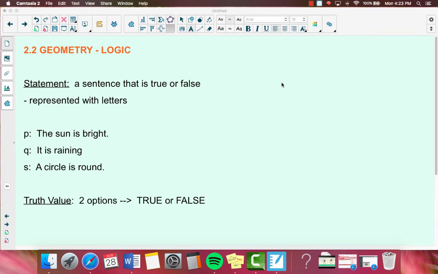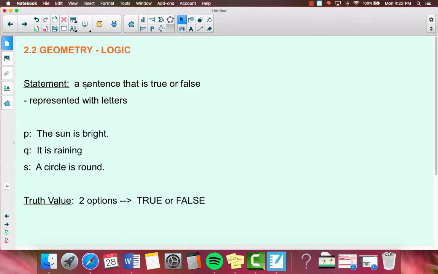This is our next part of the logic chapter. And this chapter, or this specific section, has quite a bit of writing in it, so just be prepared to write some sentences. And we're just going to talk about a couple of vocab words through here. So the first one is a statement. A statement is just a sentence that is either true or false.